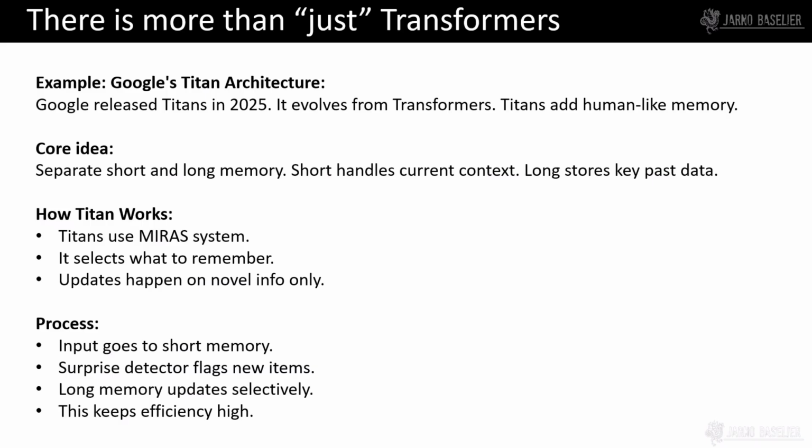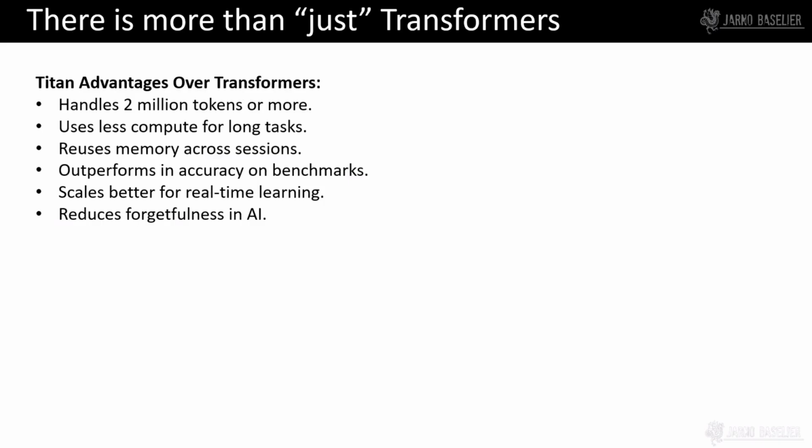How it works: Titans use a meta system. It selects what to remember, and updates happen on novel info only. The process here is input goes to short memory, a surprise detector flags new items, long memory updates selectively, and this keeps the efficiency pretty high. And this is, in short, what it does.